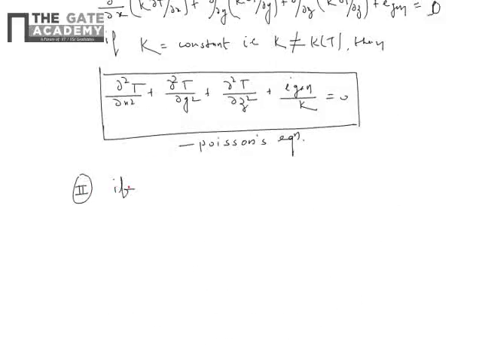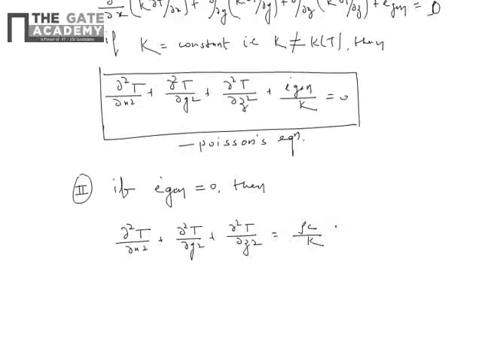If E dot gen is equal to 0, then the general conduction equation will be reduced to this form: del squared T upon del x squared is equal to rho C upon K del T upon del t. This is the same as 1 upon alpha del T upon del t.